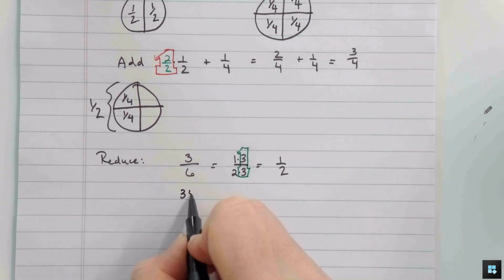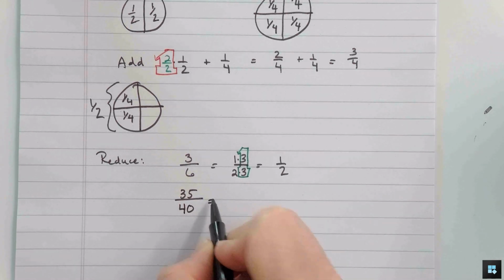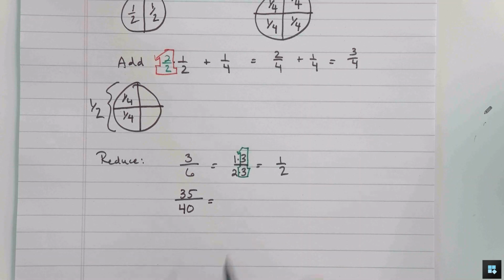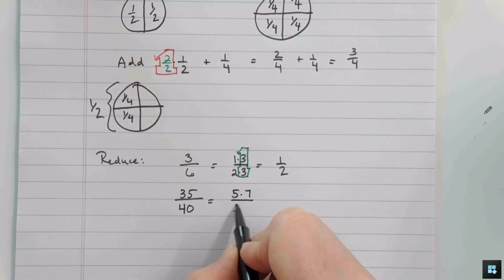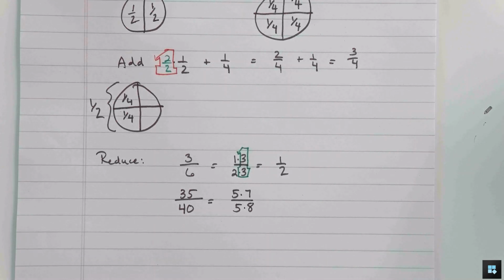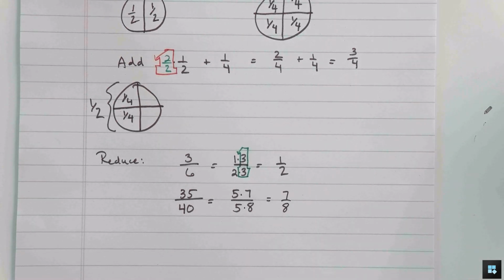So if you have 35/40, you can see those are both multiples of 5, and you would take a 5 out. So 5 times 7 and 5 times 8, you get 7/8. So fractions are reduced when you've gotten all these multiples out that are common, and you can write them in their smallest numbers that you can.